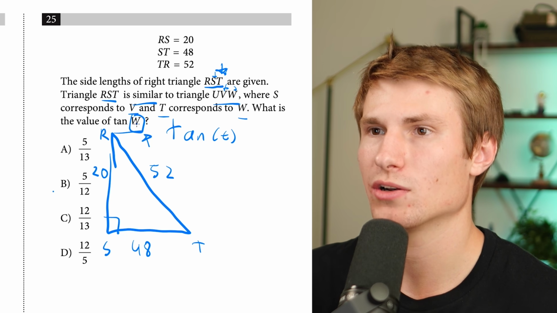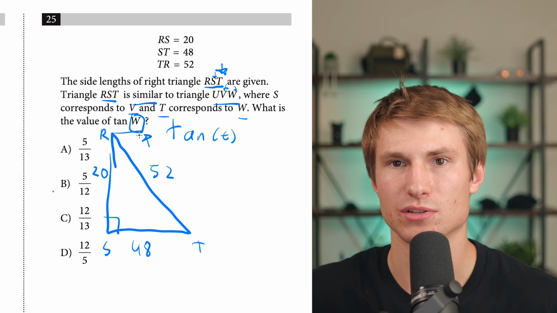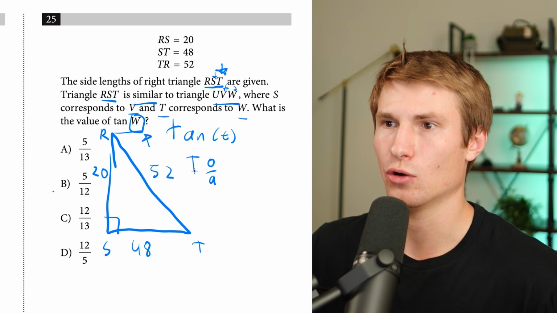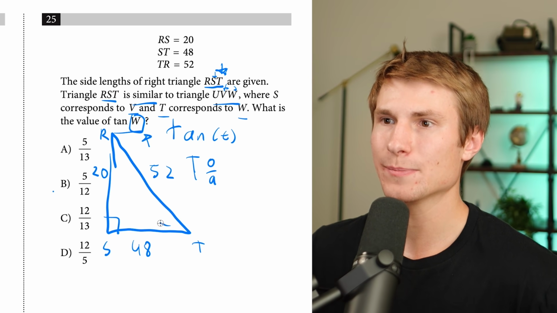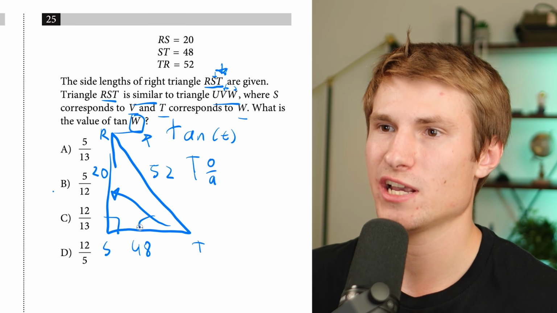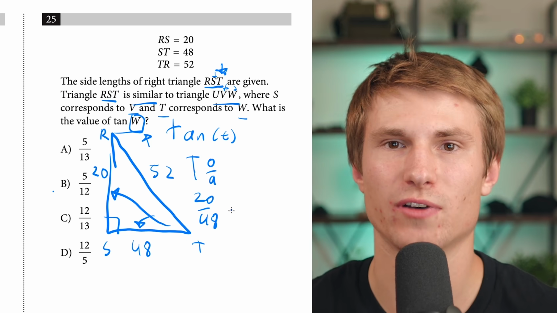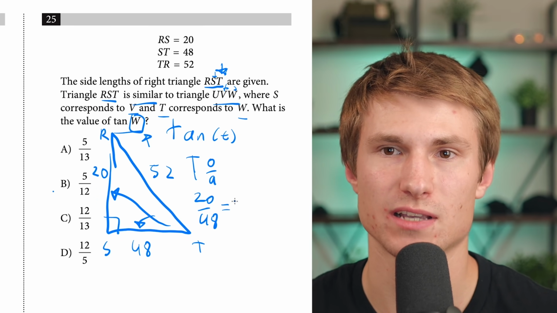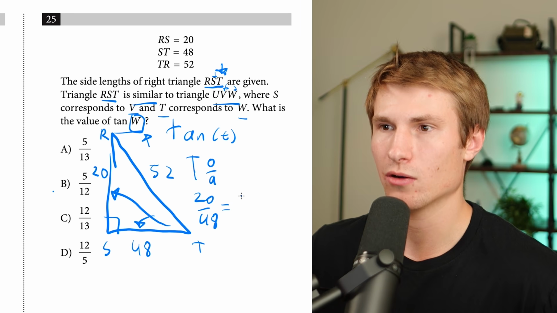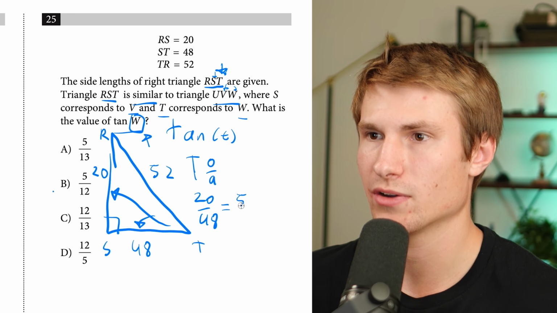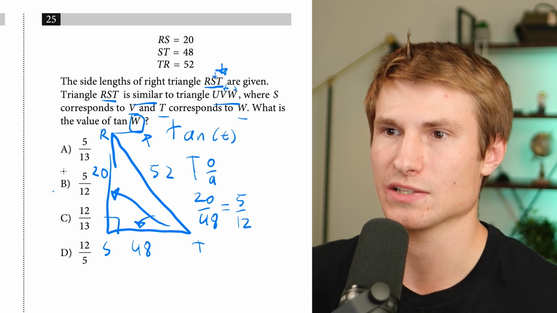Now we want to know the value of tan of T. We know that the tan is the opposite over the adjacent. So our opposite from T would be 20 and our adjacent would be 48. That's going to equal 20 over 48, which we have to simplify because 20 over 48 is not an answer choice. We can divide both by 4, and that gives us 5 over 12 as our answer. So that'd be answer choice B.